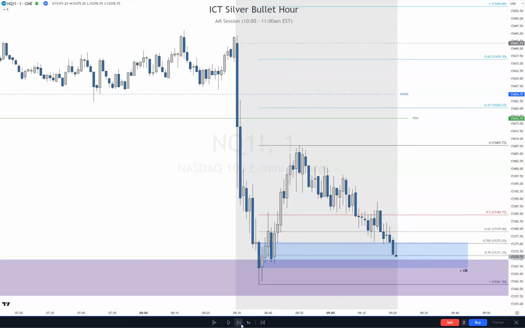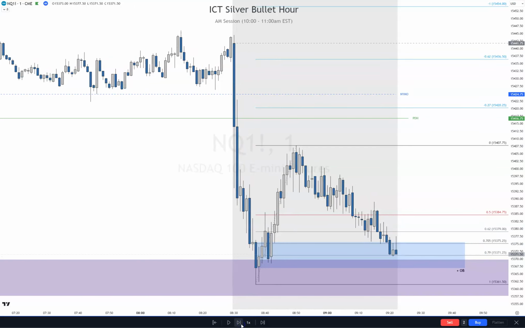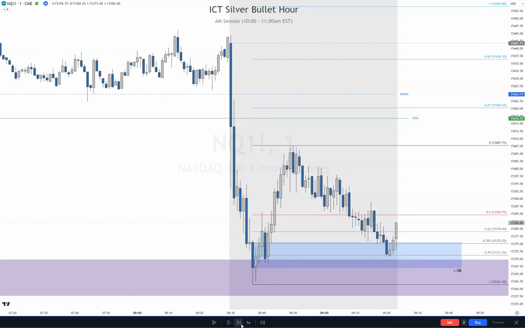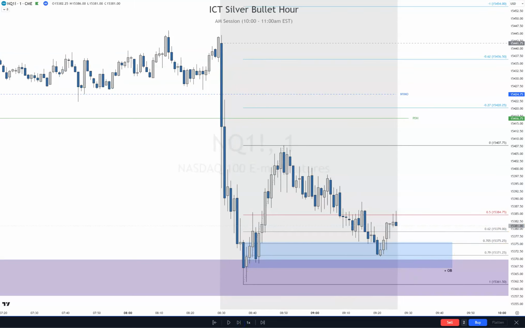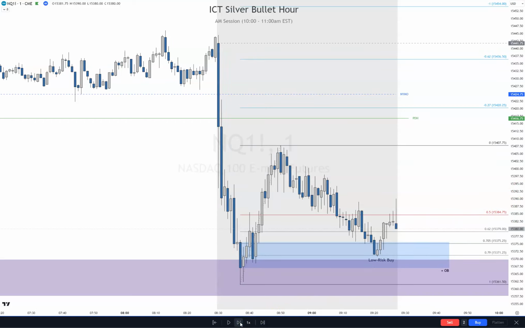All right, let's see if it stays there or not. Market maker buy model. You have our optimal trade entry, low risk buy right here. Now we're looking for a run on stops. That would be our turtle soup entry or our first stage of accumulation. So let's keep going here.